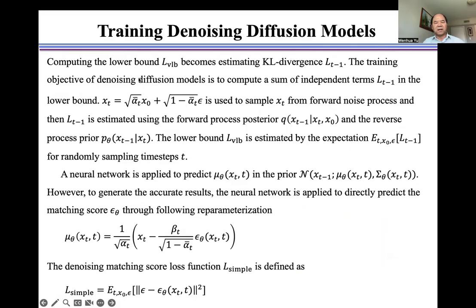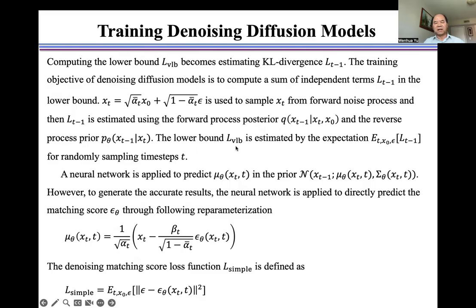Computing the lower bound L becomes estimating the KL divergence, LT minus 1. The training objective of denoising diffusion models is to compute the sum of independent terms LT minus 1 in the lower bound. This formulation is used to sample Xt from the forward noise process, and then LT minus 1 is estimated using the forward process posterior Q and the reverse process prior P theta.